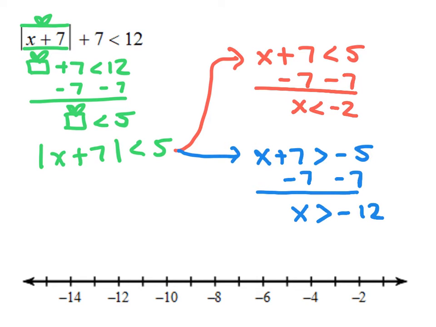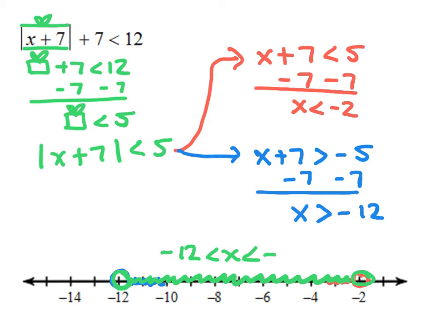Now if you were to graph them separately, we're going to shade just part of the graph. So for x is less than negative 2, we'll have an open circle at negative 2. We're going to shade a little bit to the left. Then for x is greater than negative 12, we'll have an open circle at negative 12, shade a little bit to the right, and then we can see that these graphs are going to run into each other. So I'm going to finish my graph. So we should have open circles at negative 2 and negative 12. Shade the entire part in between, and you could rewrite this as a compound "and" inequality. So negative 12 is less than x is less than negative 2.